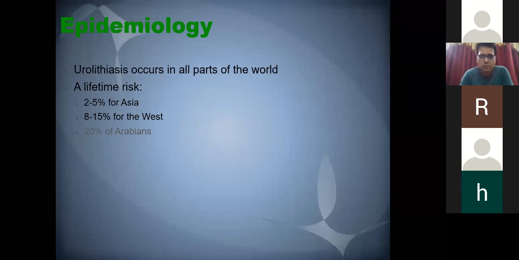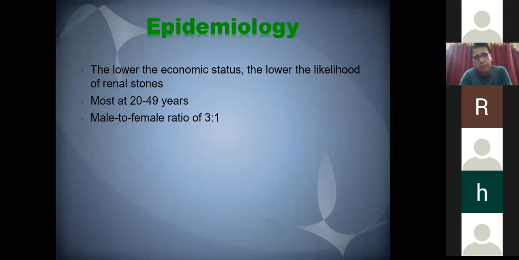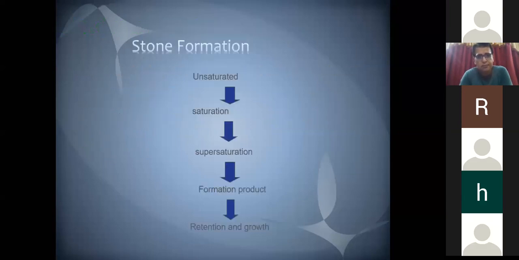It's almost seen in most of the part of the world, but in Asia it's around 2 to 5%, and in the West it's around 8 to 15, and in the Arabian countries it's most common, around 20%. So the lower economical status, there are high chances of having these stones. The most of the age where it is common is around 20 to 49 years, and in the male to female ratio, it's around 3 to 1.